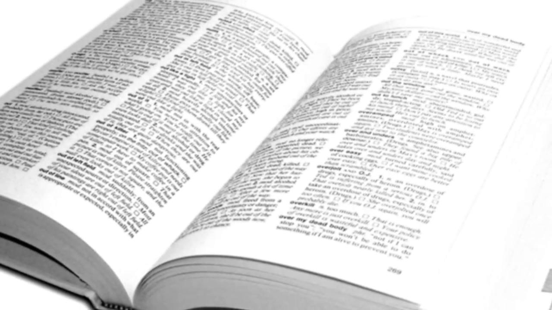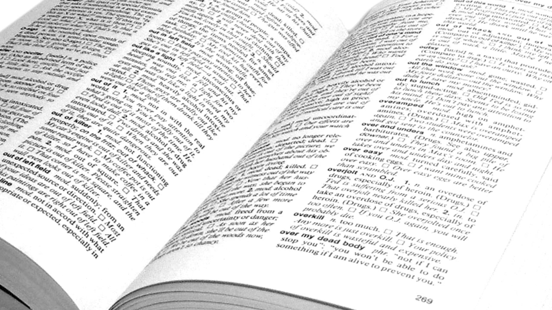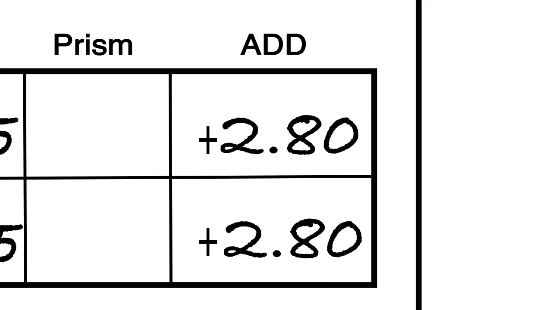Finally, you have a column called add or addition. This refers to additional power that, if you're over, say, 40 to 45, you've noticed that you have trouble reading things whenever they're close to you. That additional power makes it easier for you to read things that are close up. You're gonna notice as you go from 40 to 70, that number will get progressively higher.